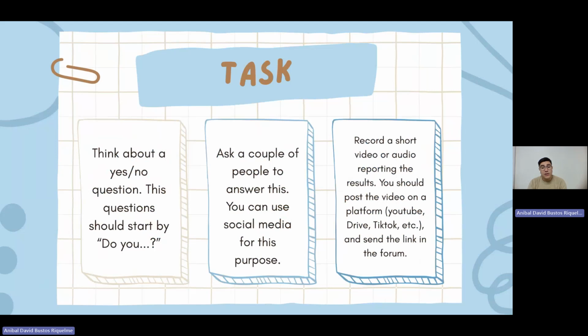And that's it. And then you should post the video on a platform. It can be YouTube, it can be Drive, it can be TikTok, etc. You decide. And then you have to send the link to the forum, because I'm going to create a forum for you to post just the link.